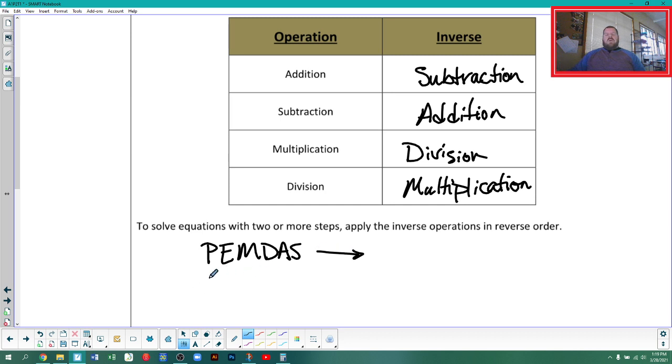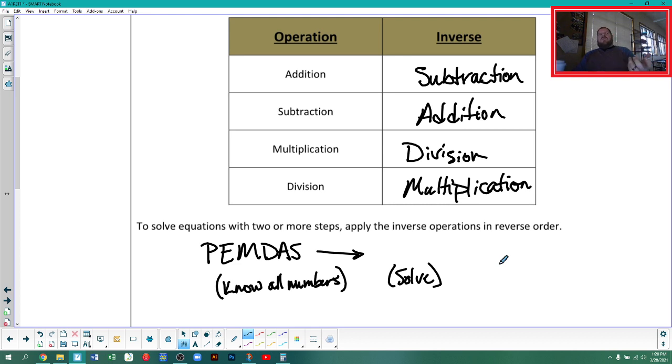This is when we're evaluating, when we know all the numbers. When we have unknowns and we want to solve for one of the numbers, when we know the equals side and we have a missing number, we want to apply the inverse order of operations. And so we deal with kind of SADMEP.